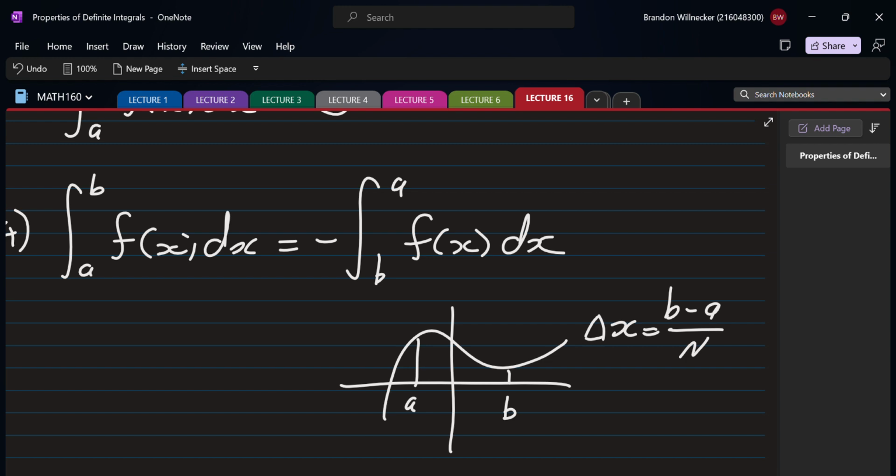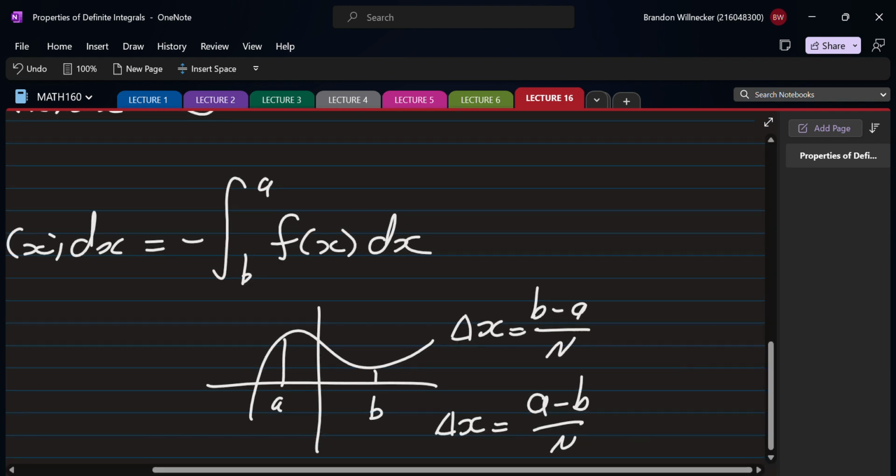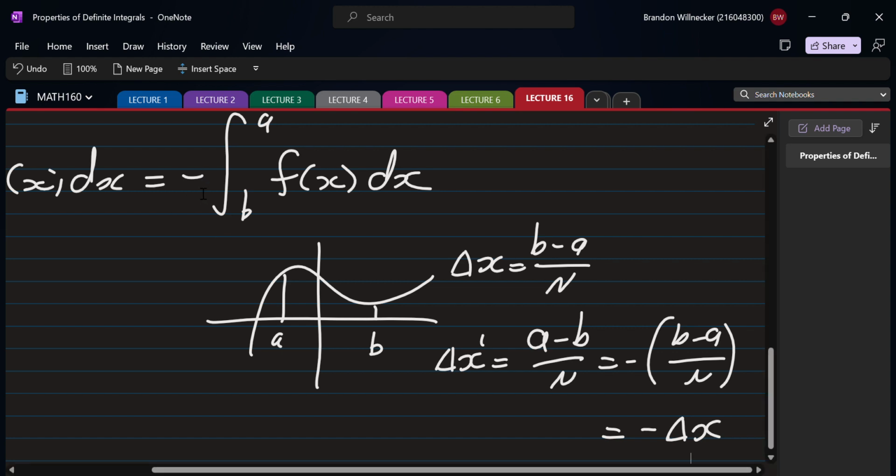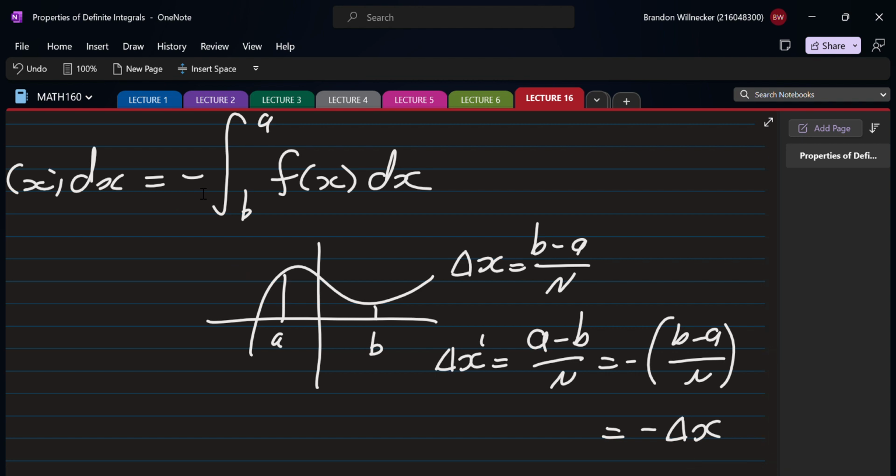Now, if we go in the opposite direction, it will be A minus B over N. So here delta x will be A minus B over N. But we can just take out a minus sign, and we get B minus A over N. But that's, let's put a little prime there, that's minus delta x. And if we have a minus delta x, that minus goes out to the front like we have over here. So if you have the integral from 1 to 3, it's minus the integral from 3 to 1.